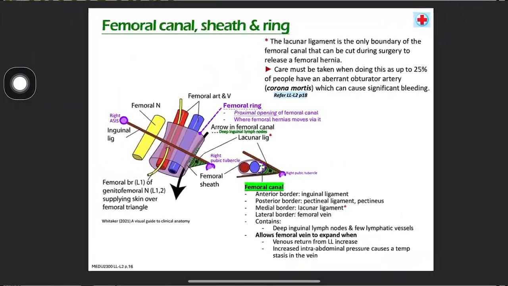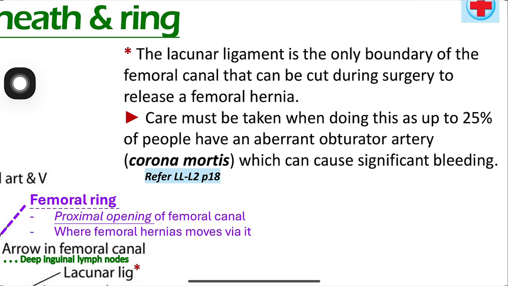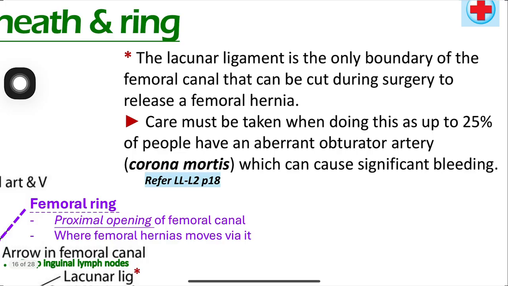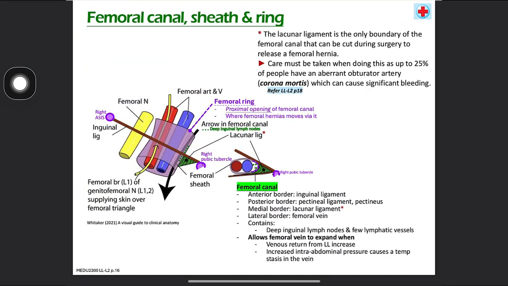And for you, the lacunar ligament is the only boundary of the femoral canal that can be cut during surgery. Why we need to cut it to a certain extent is because of the femoral hernia. So if it is the case, care must be taken when doing this, as up to 25% of people may have an aberrant obturator artery. The Latins call it the corona mortis, which can cause significant bleeding.